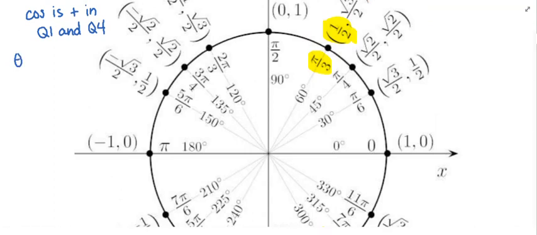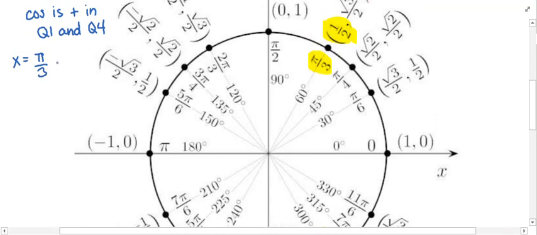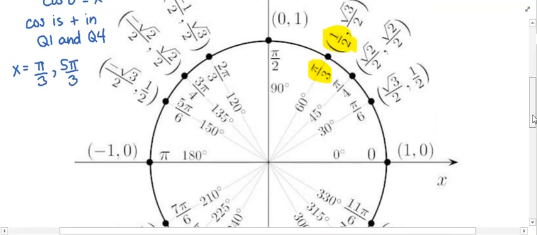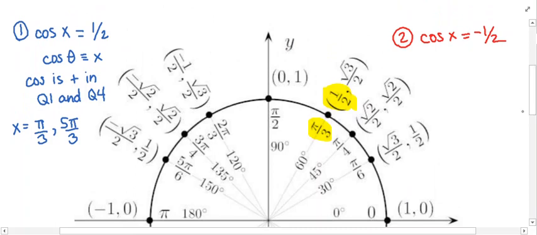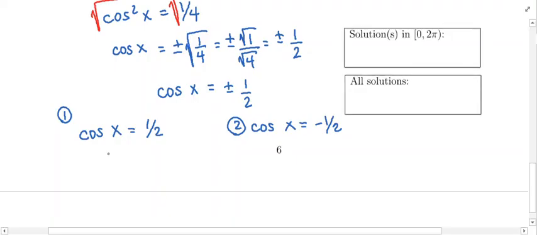Oops, I used a theta. x has got to be either pi over 3 or 5 pi over 3. If you take the cosine of both of those angles, you should get positive 1/2. So let me come back over here and write that down. For this first equation, x needs to be pi over 3 or 5 pi over 3. These are both between 0 and 2 pi, so I can go ahead and put them in the solutions box.